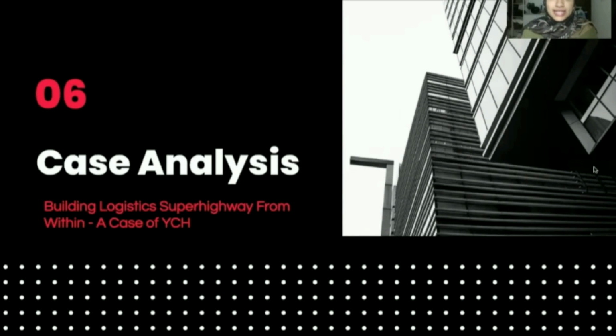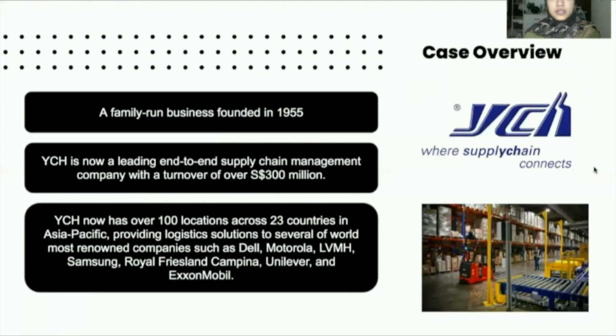Now, moving on to the case analysis, building a logistics superhighway from within. In this case, a company called YCH Group will be discussed. Beginning as a local family-run transportation business in 1955, YCH Group has evolved to become a leading end-to-end supply chain management company with a turnover of over 300 million Singapore dollars. YCH now has over 100 locations across 23 countries in Asia Pacific, providing logistics solutions to several of the world's most renowned companies.